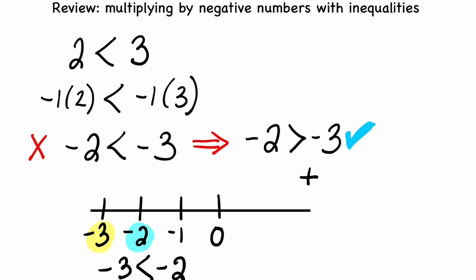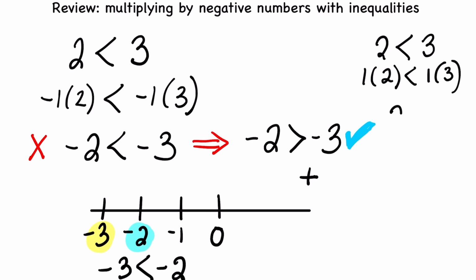Now, is that true if we're just multiplying by a positive? Well, let's see. Here's 2. 2 is less than 3, which we know is a true statement. If we were to multiply these by just a positive 1, there would be no change. It would still be 2 is less than 3, which is still true. So when we're multiplying by positive integers, the sign does not change. It only changes when we're multiplying by negative integers.